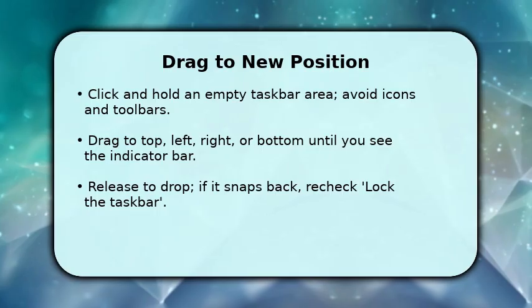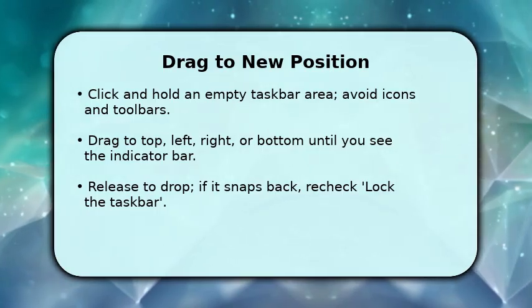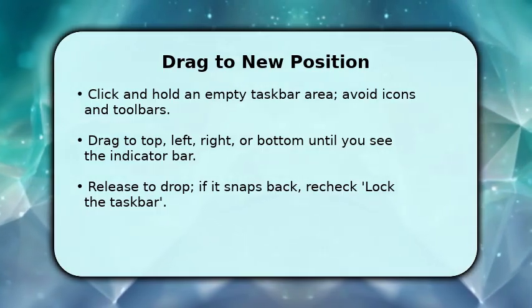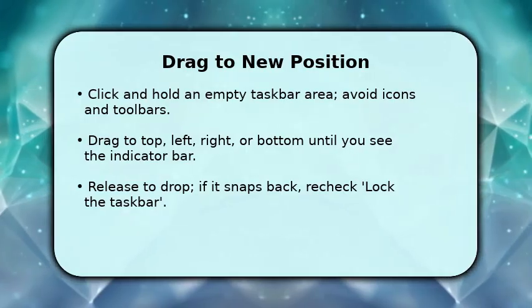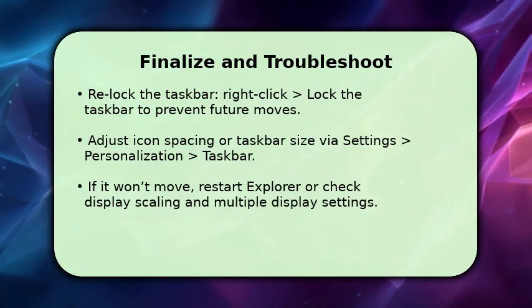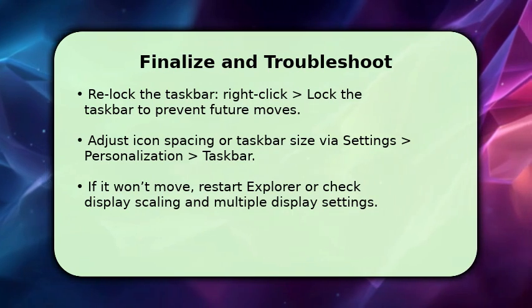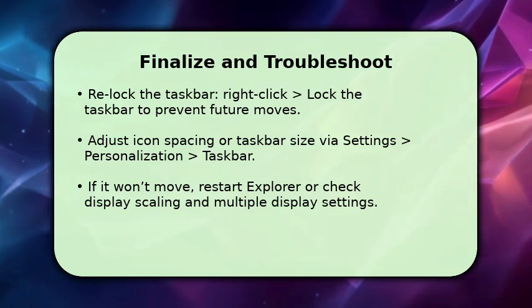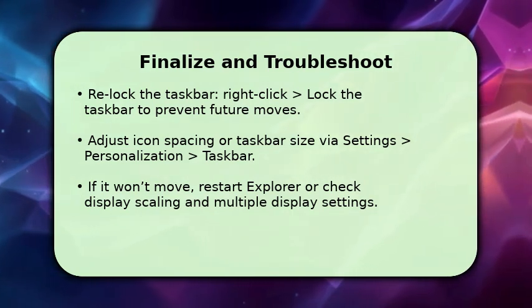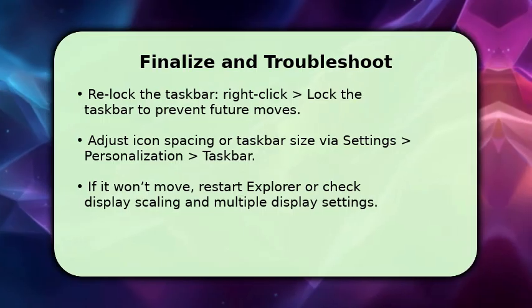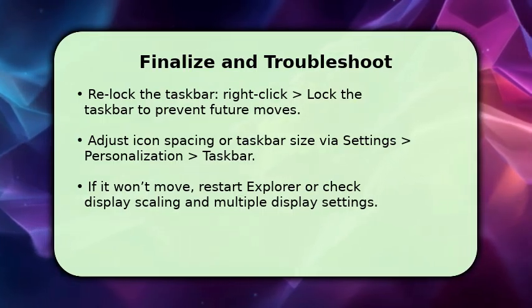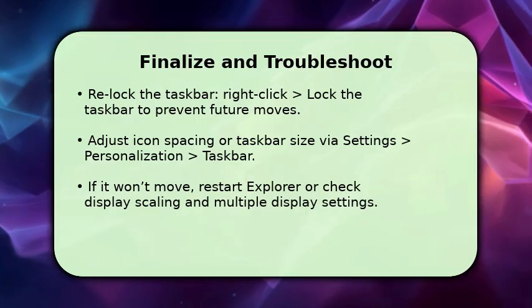If the taskbar returns to its original place, that usually means it's still locked or a display scaling issue is interfering. You should lock the taskbar now to prevent accidental dragging. Right-click and enable Lock the Taskbar. Once placed, make minor adjustments in settings under Personalization, change taskbar size, combine icons, or show badges for clarity.